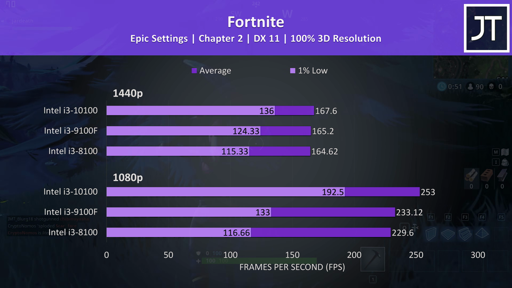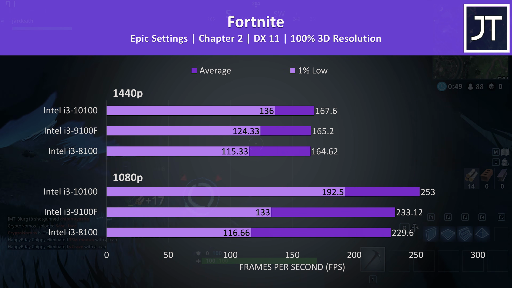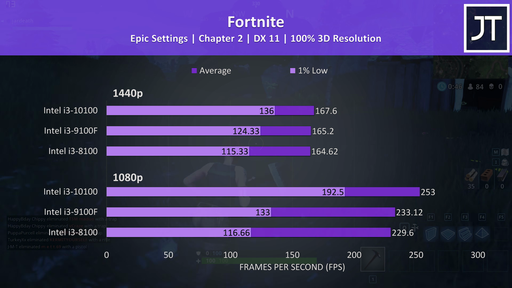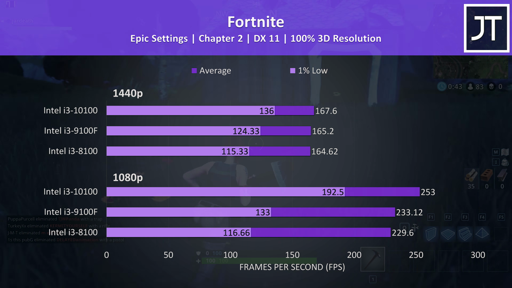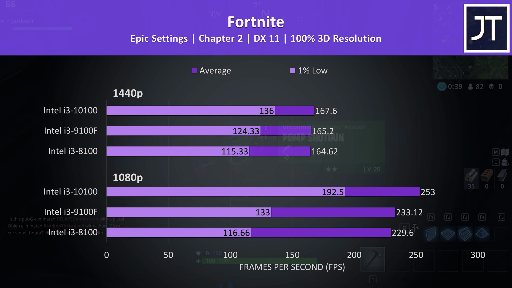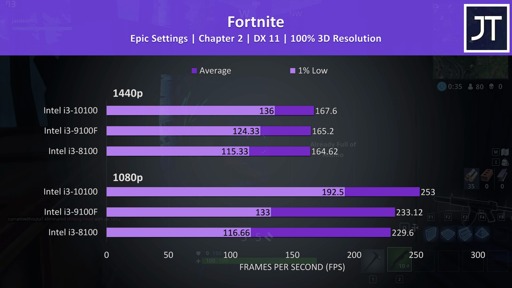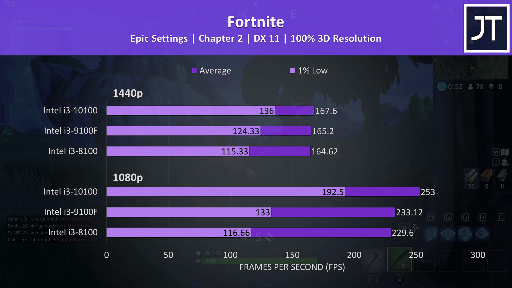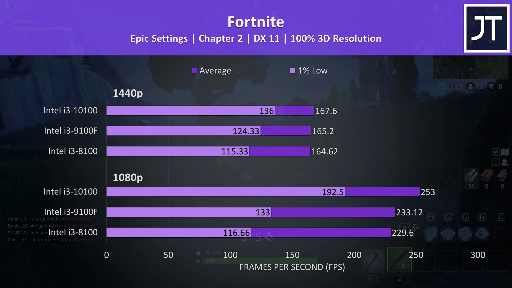Fortnite was tested using the replay feature with the exact same replay file run on all three processors. At 1440p, the average FPS was similar. However, there were nice gains to 1% low performance as we move up the stack to the newer options. At 1080p, the averages were a little more different, but again the big difference was in the 1% low, where the 10100 was 45% faster than the 9100F in that regard.